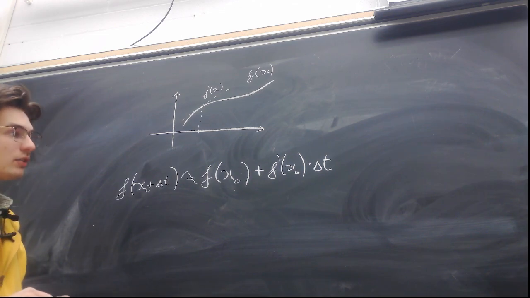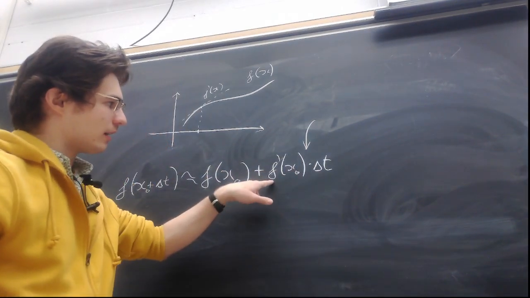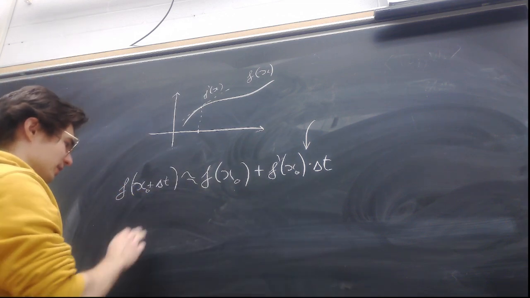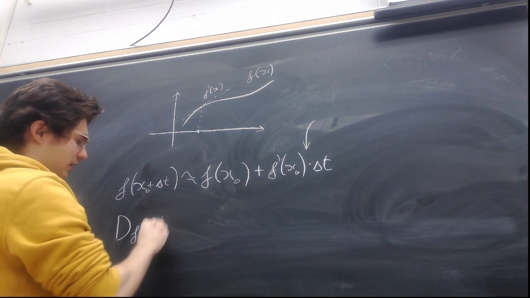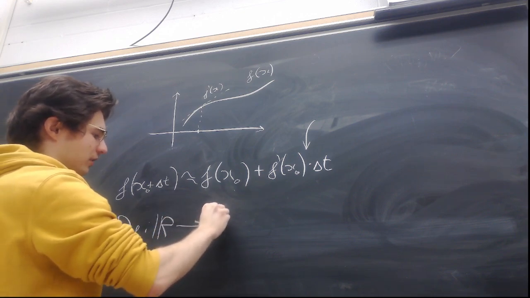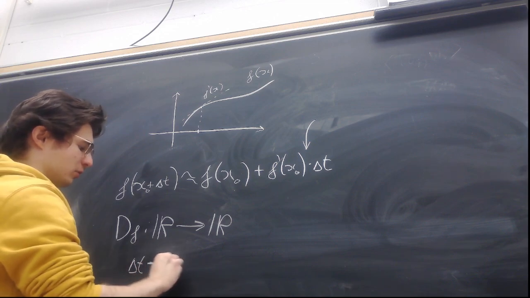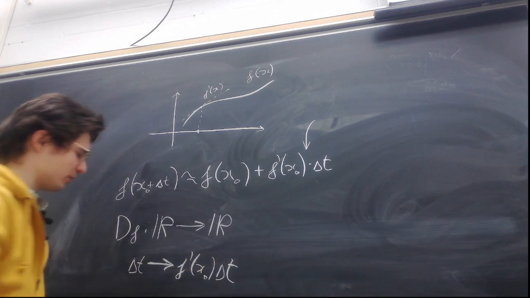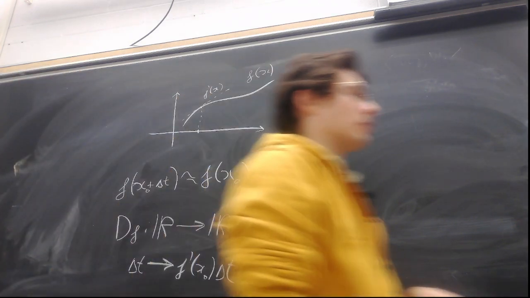What you can also realize is that this is a linear function, right? Multiplying f prime of x naught by delta t, that's a linear function. This is some linear function, df, that takes in a vector in R and outputs another vector in R by taking delta t and mapping it to f prime x naught delta t. You agree with this, yes? So the derivative helps us define a linear approximation.